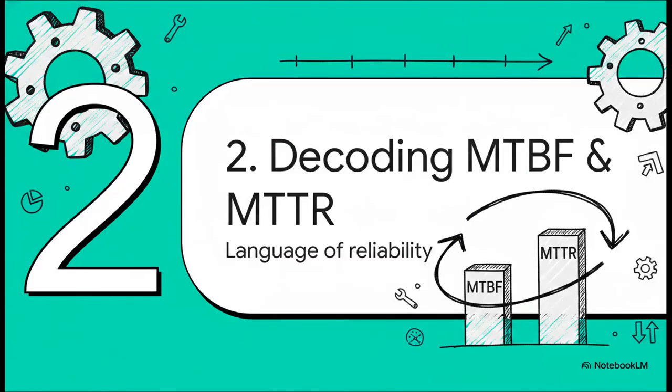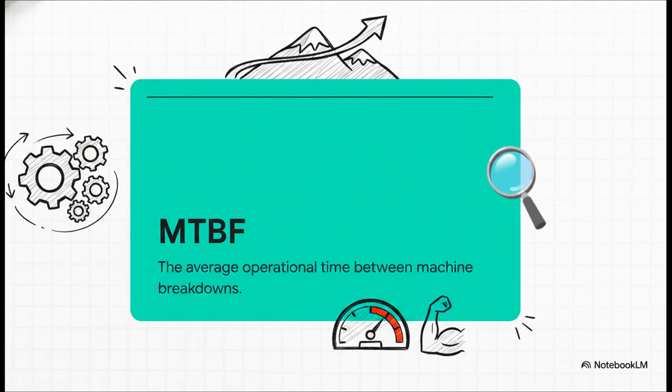Moving on to section 2, decoding MTBF and MTTR, which is essentially the language of reliability. Before we get into our case study, let's just quickly align on our definitions. First up is MTBF, or mean time between failure. This is basically our uptime. It's the baseline metric that quantifies exactly how reliably the machine runs before hitting a snag and breaking down.